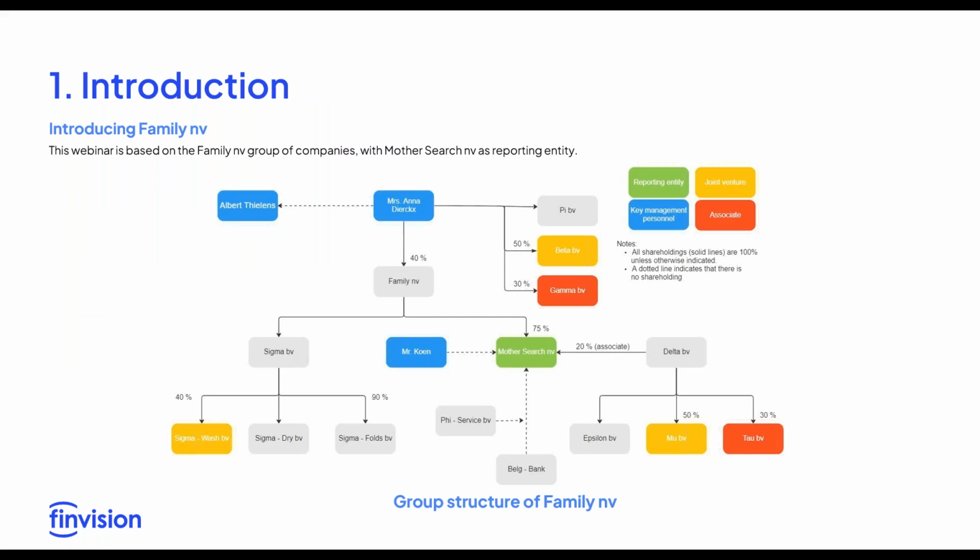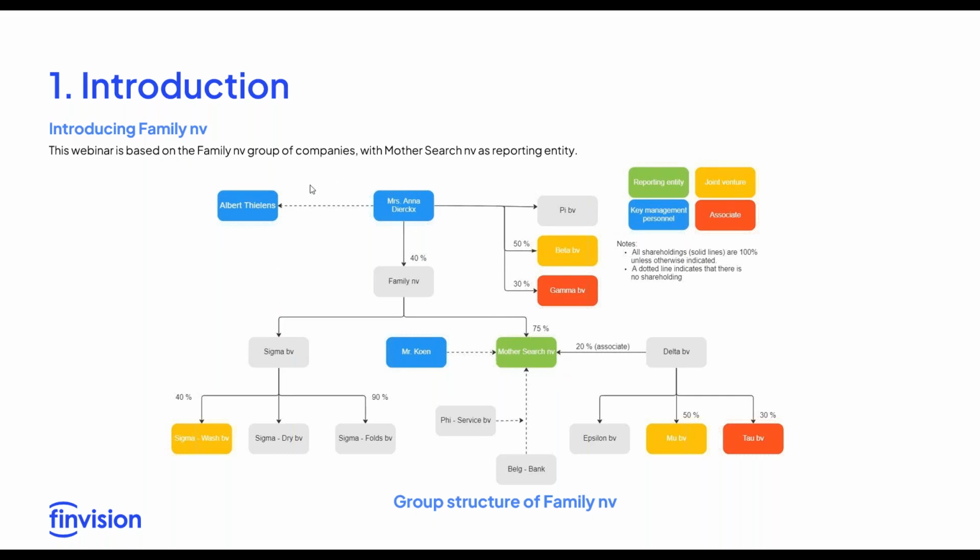First of all, as introduction, the hypothetical Family NV group, which we'll be using during our webinar as an example. You can find that overview in the handouts, so you can talk through. So the whole Family NV group, where Family NV is in the middle here, is basically having a daughter called Mother Search, and Mother Search NV is the reporting entity. So all questions will start from Mother Search NV, and what are the related parties from Mother Search NV.